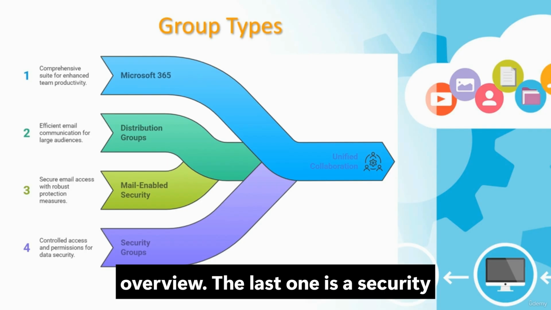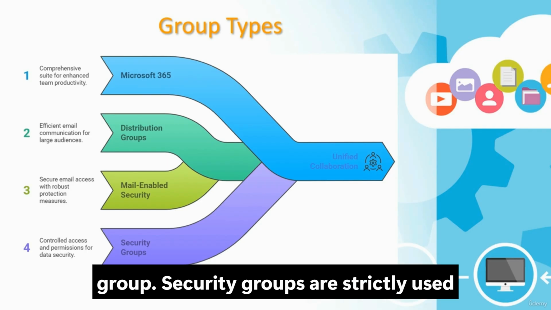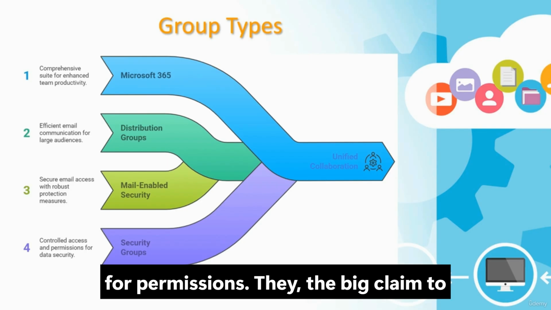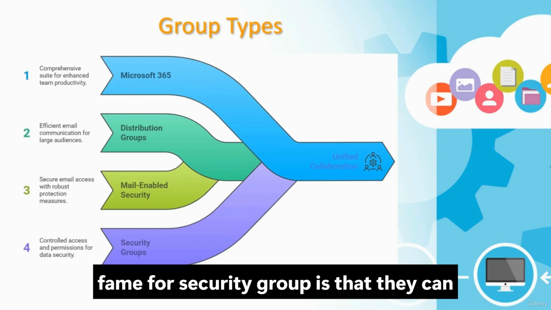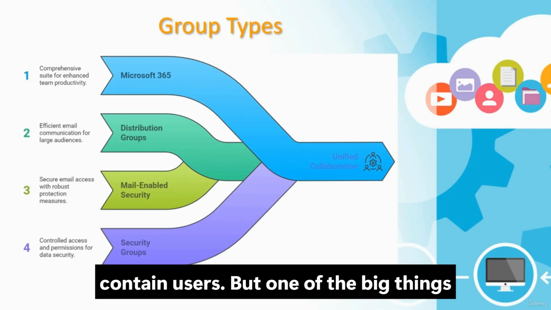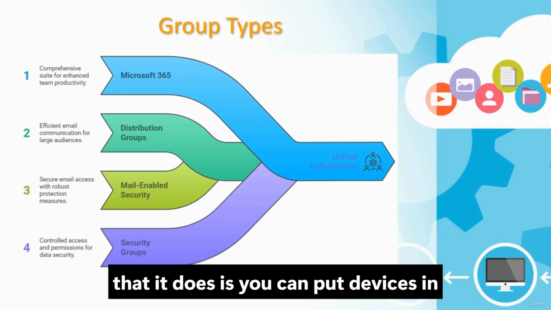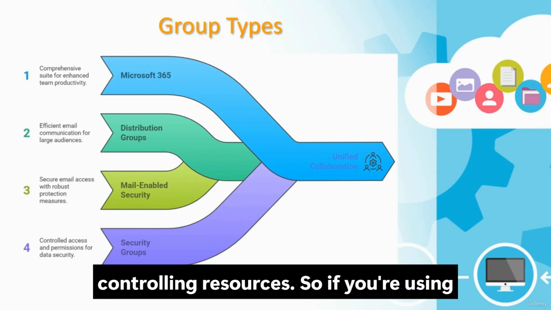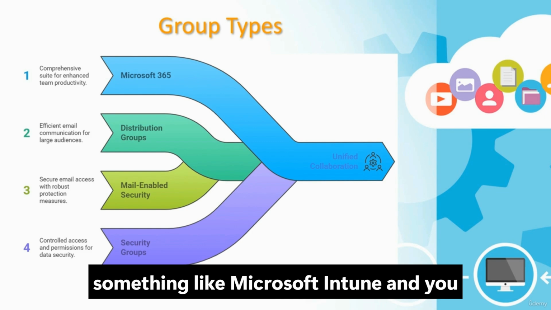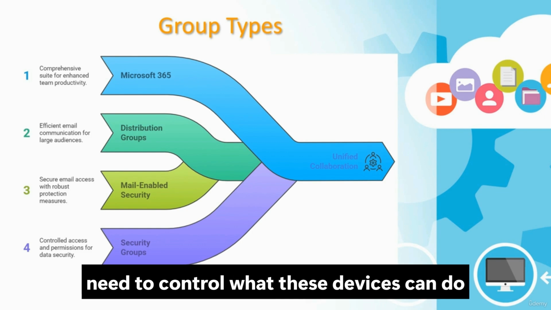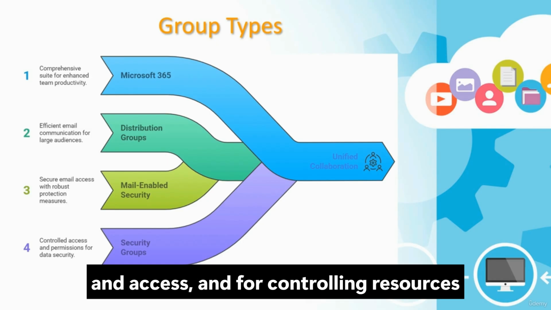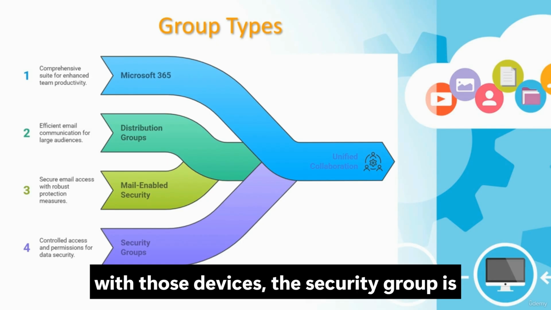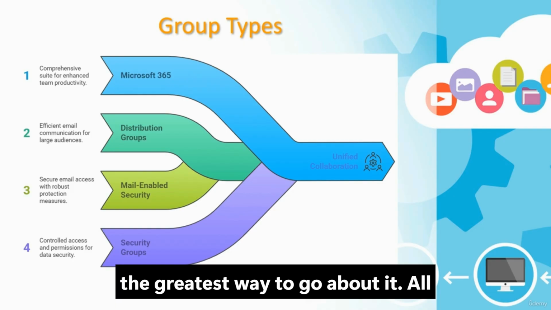Security groups are strictly used for permissions. The big claim to fame for a security group is that they can contain users, but one of the big things it does is you can put devices in this type of group. So it's great for controlling resources. If you're using something like Microsoft Intune and you need to control what these devices can do and access, and for controlling resources with those devices, the security group is the greatest way to go about it.